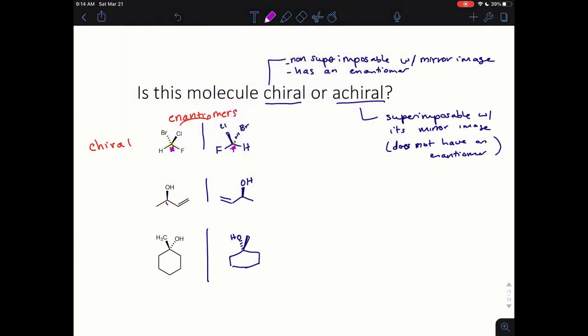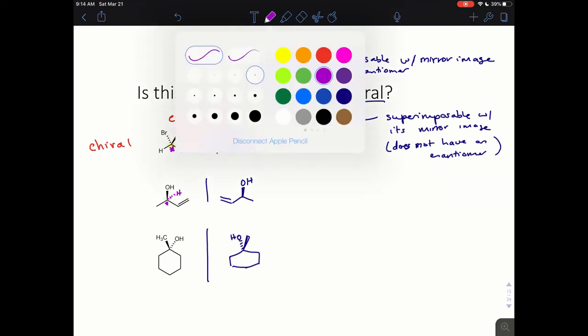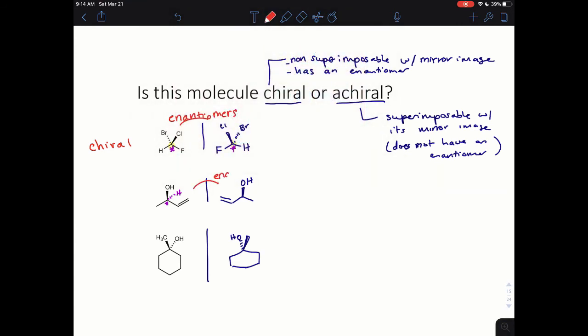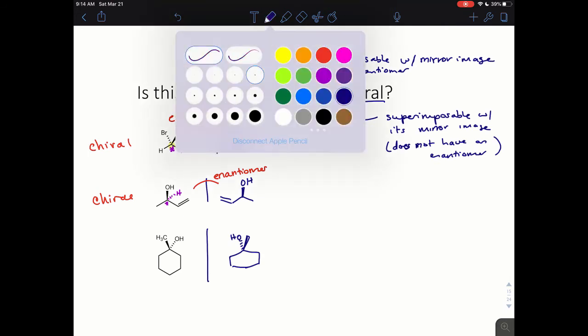I'm gonna look for the stereogenic centers. So here's a stereogenic center. There's 4 different groups on that carbon. There's hydroxyl, hydrogen, methyl, and vinyl, the double bond. 4 different groups. That is a stereogenic center. Now I did draw the mirror image. This would be the enantiomer. So these two have a relationship. They're enantiomers. Because of that stereogenic center, these molecules are chiral and they will have an enantiomer. They will be non-superimposable with their mirror image.